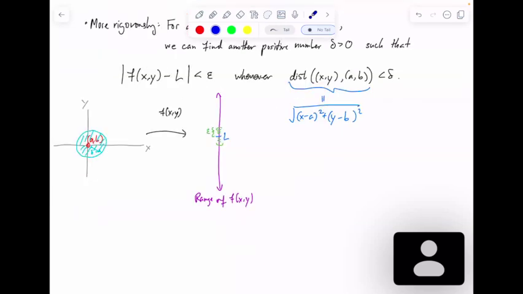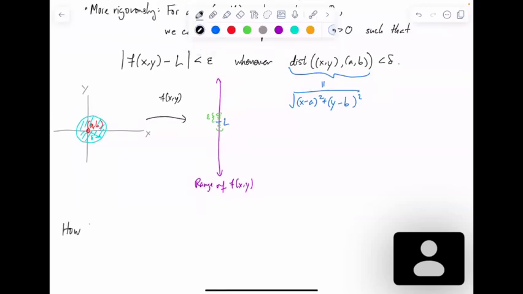And you could argue that this is telling me that however I approach (a, b) within this ball here, I'm always going to end up approaching L. But the key step here is that there are many ways to approach (a, b).